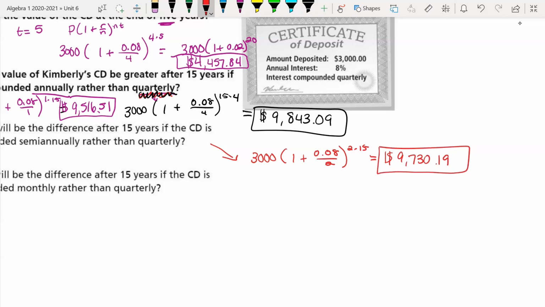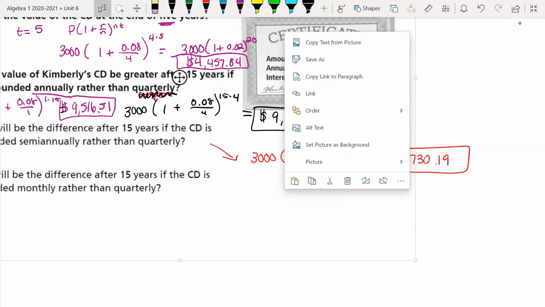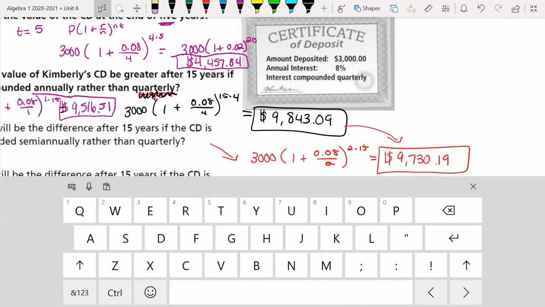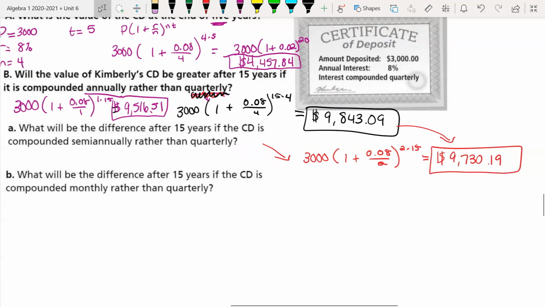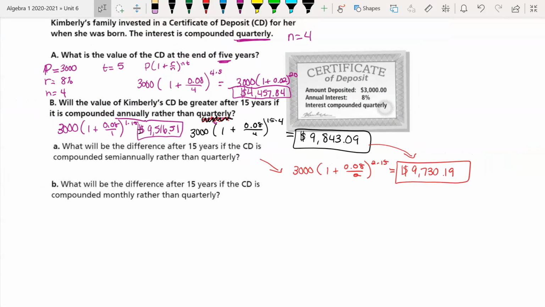So then it wants to know the difference. Well, I would take my quarterly answer, which is the black one, and subtract the red answer, which is the red one. And you look at it, you're going to make $13 more. So that would be the difference if you did it quarterly rather than semi-annually.